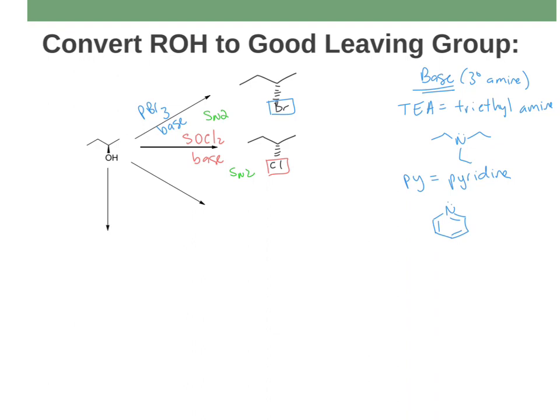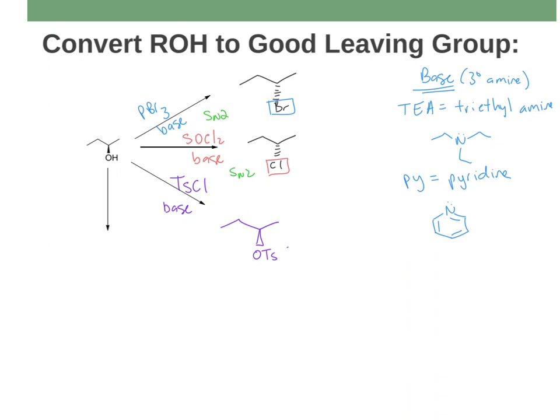But I can also turn my OH into a sulfonate ester. And I'll show you what a sulfonate ester is here. There's lots of different types, but there's a few that are most commonly used. I'm just going to show you the triflate and the tosylate. The tosylate is abbreviated TS. So you're going to use TsCl, also with one of these bases. What that's going to do is not replace your oxygen, it replaces the H and turns it into a tosyl group.